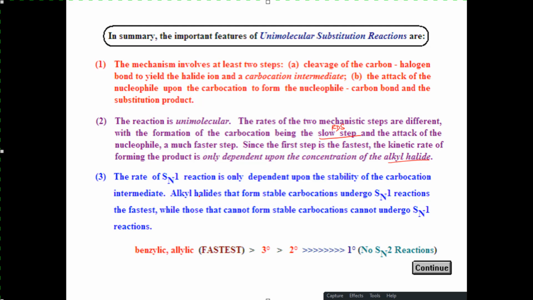And so alkyl halides that form stable carbocations undergo SN1 the fastest, while those that cannot form stable carbocations cannot undergo SN1. So benzylic, allylic, tertiary and secondary can all undergo SN1. And we'll talk about what these are later on in the semester. But tertiary is faster than secondary. Both of these, since they can form stable carbocations, undergo SN1. Primaries cannot undergo SN1. And this should say no SN1 reactions.